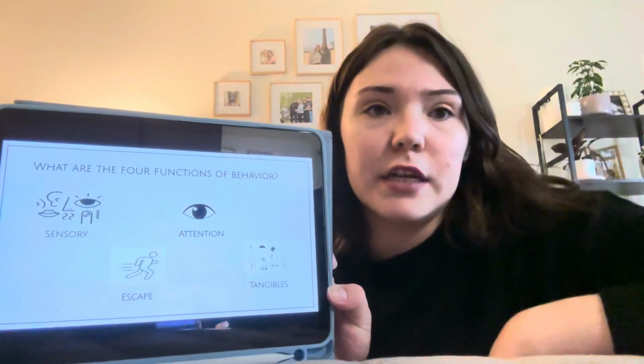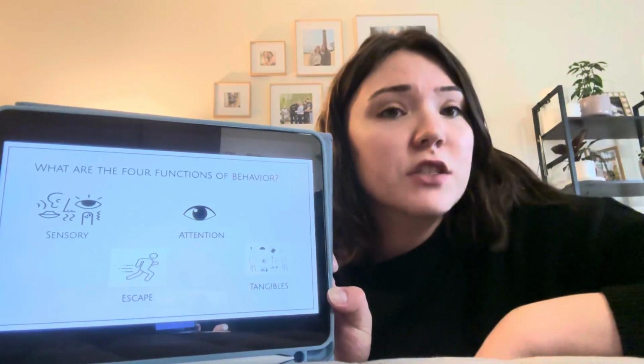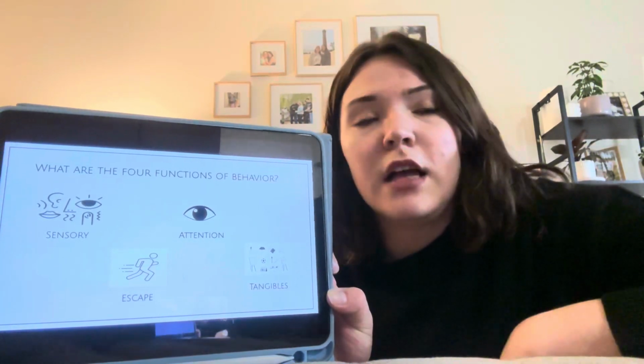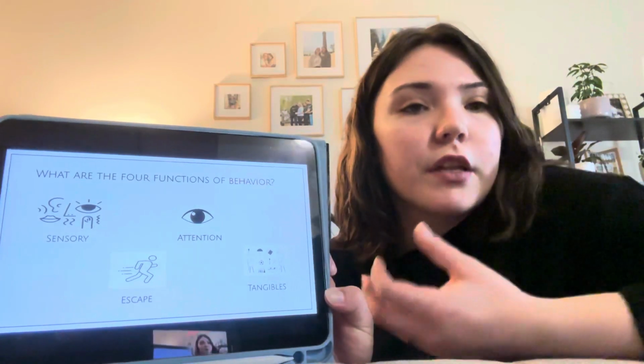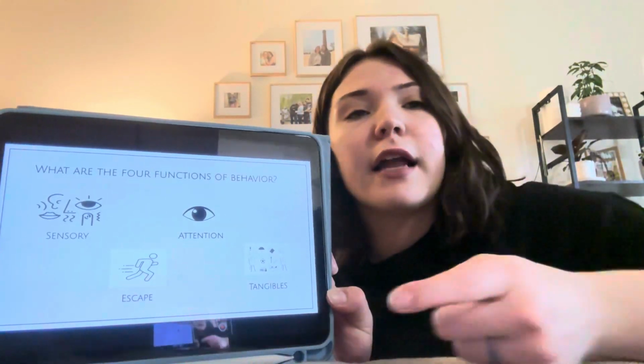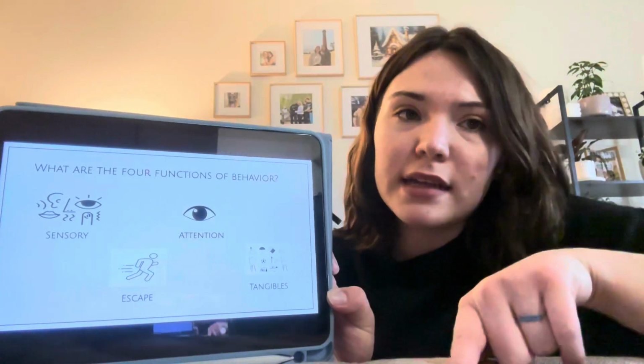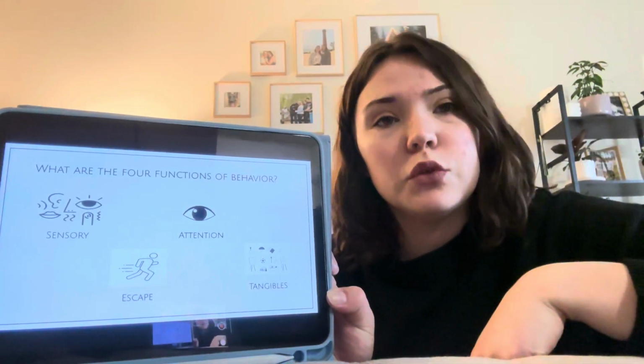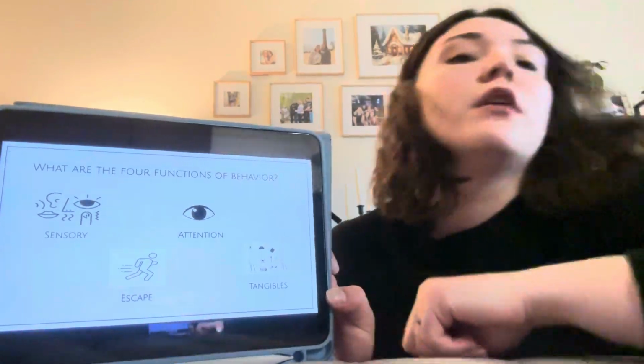Next you have is tangibles. So that could be like toys, money, certain things like that, something you can fully grasp upon and gain access to, kind of in the opposite of escape. In escape, you don't want access to that thing. In tangibles, you do want access to that thing.